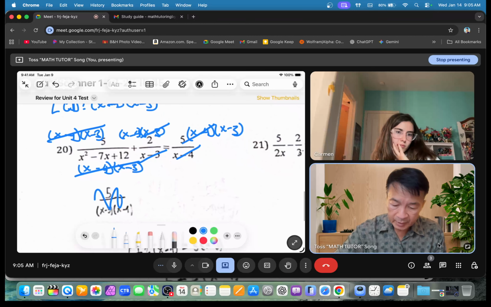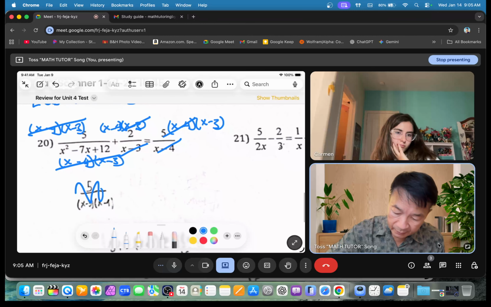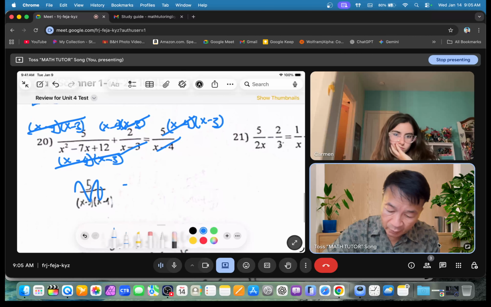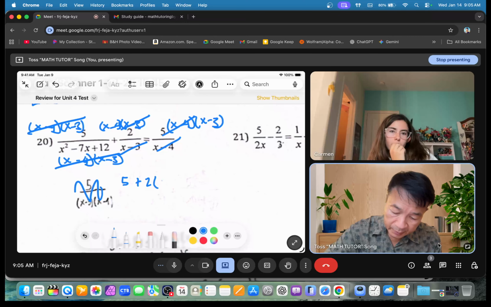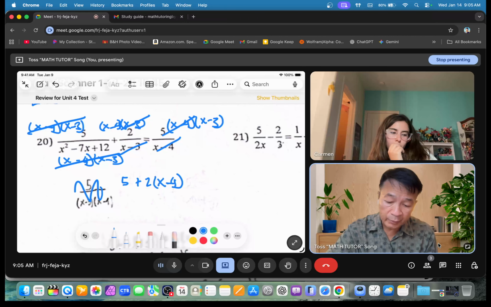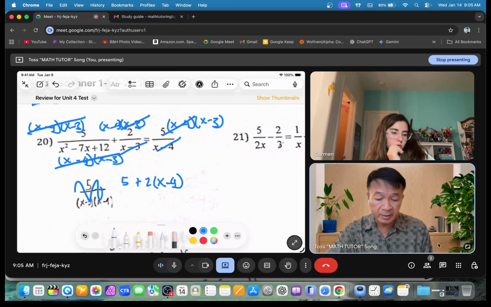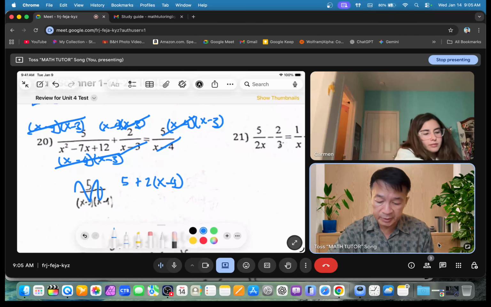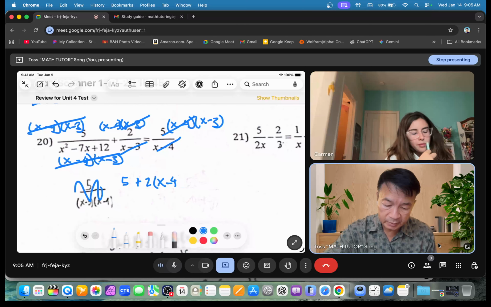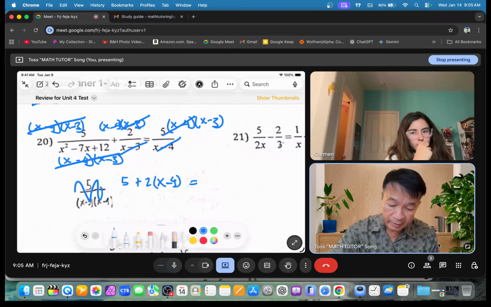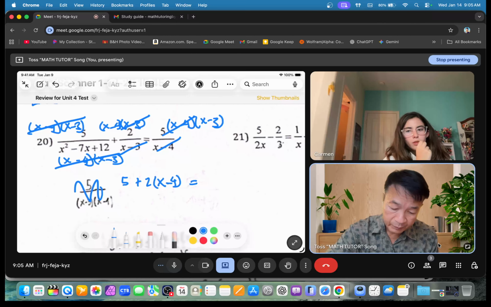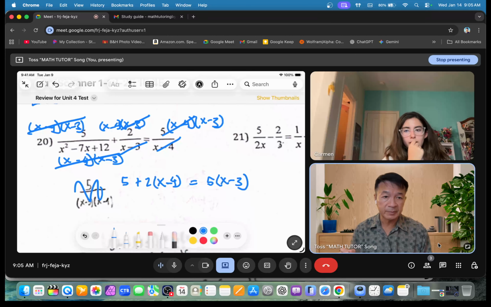Ignore all this here. What you have left is going to be 5 only for the left side, and plus 2 parentheses x minus 4. You do the whole thing to get rid of the denominators on both sides of the equation. So this is what you're supposed to have on the left side. And on the right side, you will have 5x minus 3. And then you continue. You can solve this one.